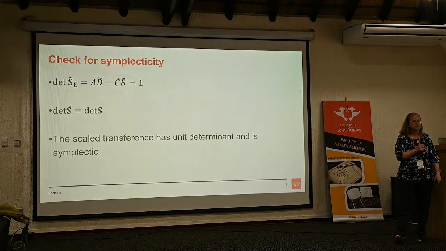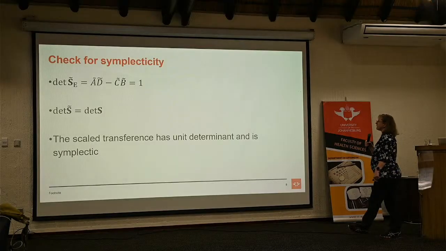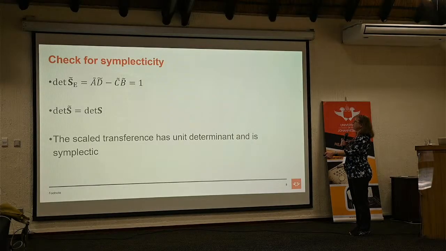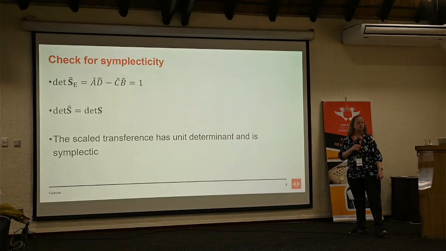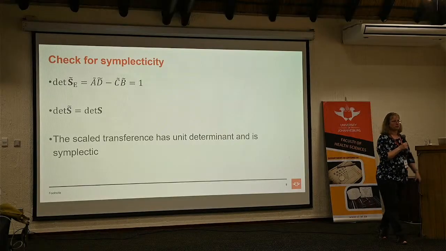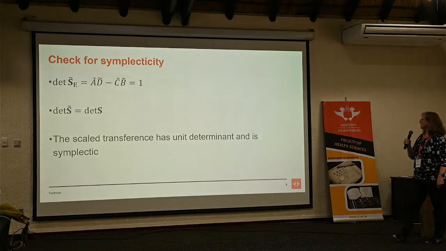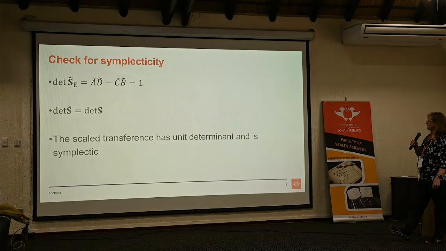Let's check for symplecticity. If we obtain the determinant, you can see that the 2 omegas are going to be cancelled out, and we're still going to get 1. And so we are happy that this is still a symplectic matrix and obeys all the rules that we needed to obey.